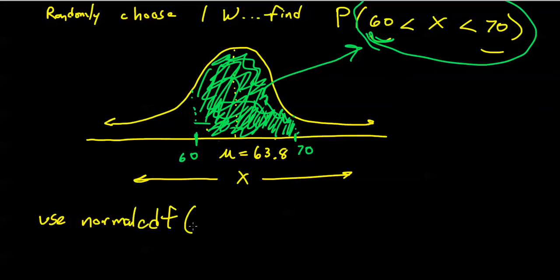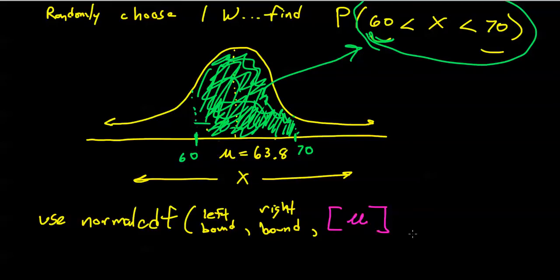Now let me write the full syntax here because I purposely didn't give you the whole picture in section 6.2. Remember the syntax. You've got to put a left bound as your first parameter using the normal CDF command. Then a right bound, and that should be no surprise to us. But there are two optional parameters for this command. You can optionally put in a mean and a standard deviation.